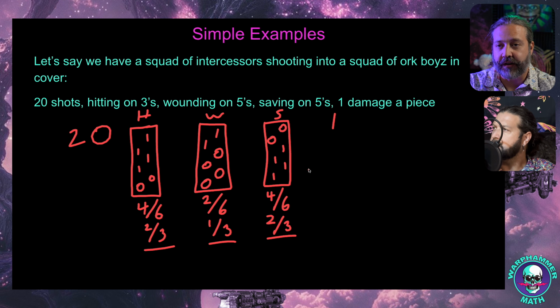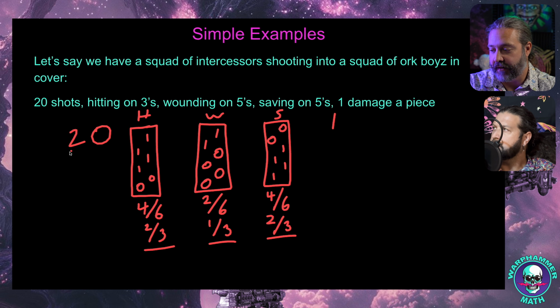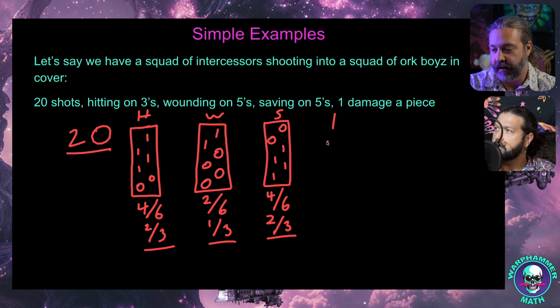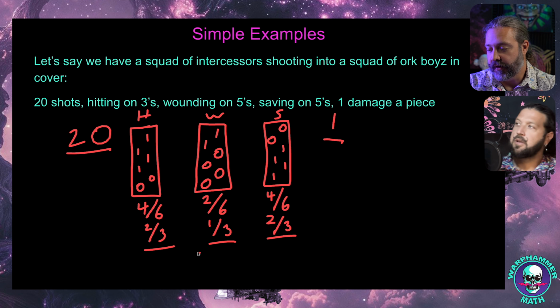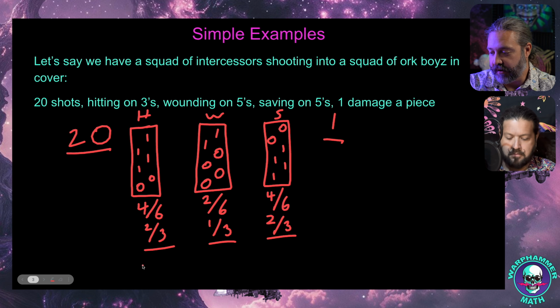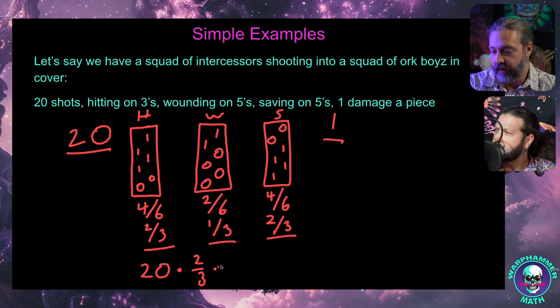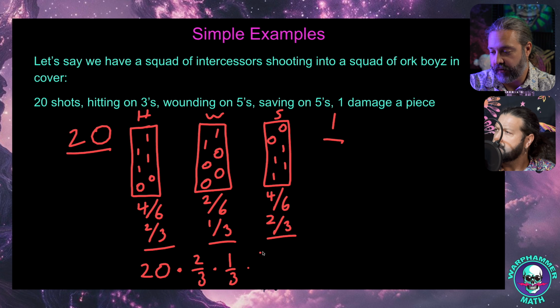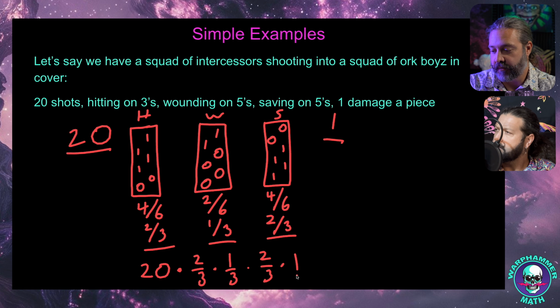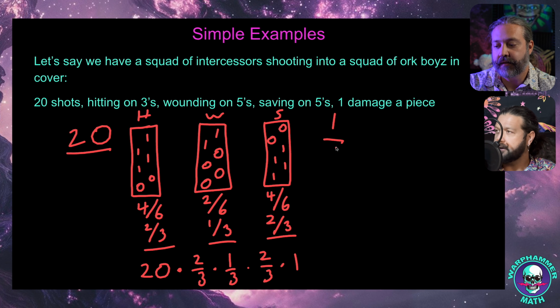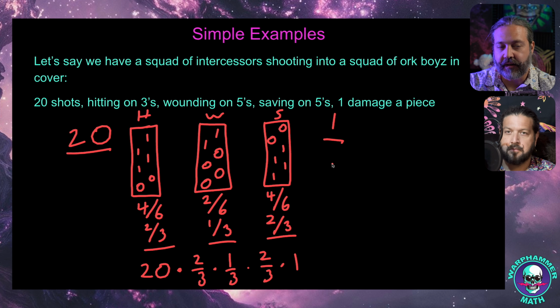Now, to calculate my expected damage, I multiply attacks by proportion of hits, proportion of wounds, proportion of saves, and damage. So my expected damage is 20 times 2/3 times 1/3 times 2/3 times 1. Why is the times 1 there? Because it's a 1 damage weapon. So you can skip the ones if you want. I'm just trying to be thorough.